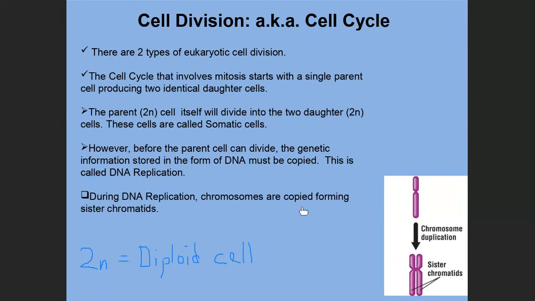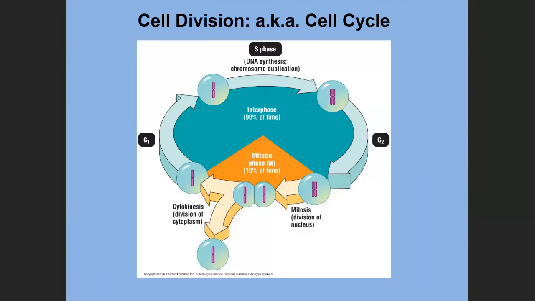So during DNA replication, chromosomes are copied, forming sister chromatids. I put this figure here. Now, the reason for calling cell division the cell cycle, aka just means also known as the cell cycle, is because cell division, it doesn't matter which of the two types, involves a cycle of molecular events that begins with one cell and ends with two cells.